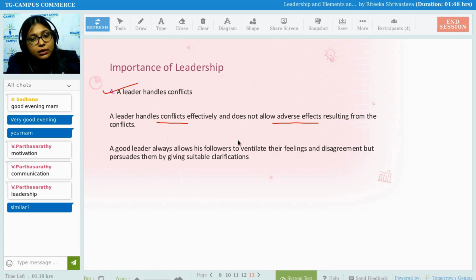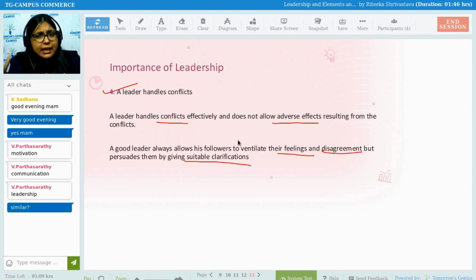So a leader is going to handle all the conflicts very efficiently and effectively so that the conflicts are solved. Fights are solved within the organization only. So a good leader always allows his followers to ventilate their feelings and disagreement, but persuades them by giving suitable clarification. A good leader will always say, okay, whoever has any problem, please come up to me, speak to me, talk to me, whatever feelings, whatever disagreements you all have, you can speak. There can be conflicts also, but the leader assures that everything will be resolved. No conflict will take a drastic step or a major step.